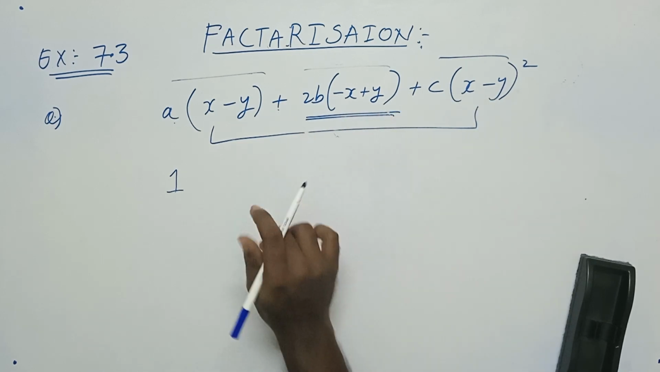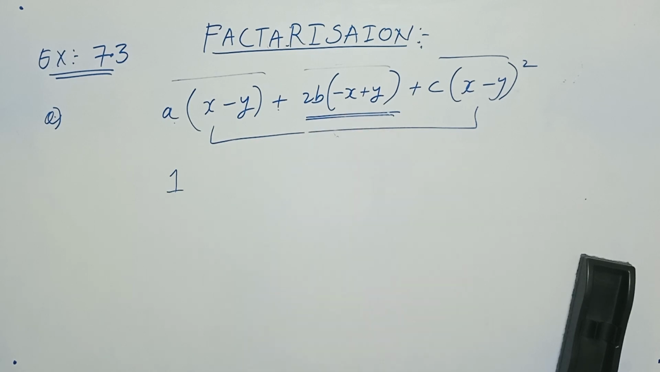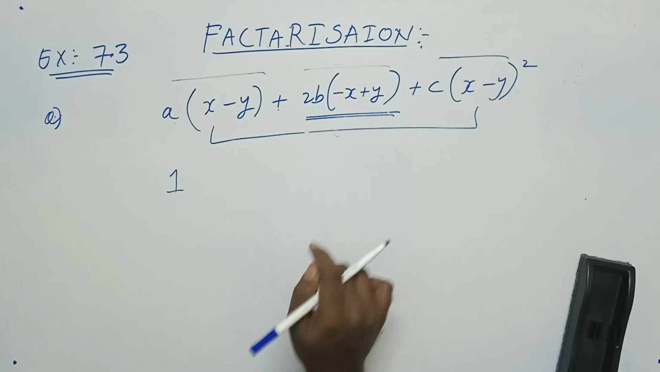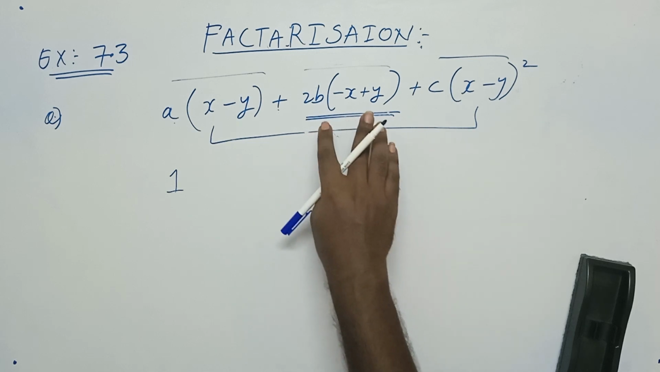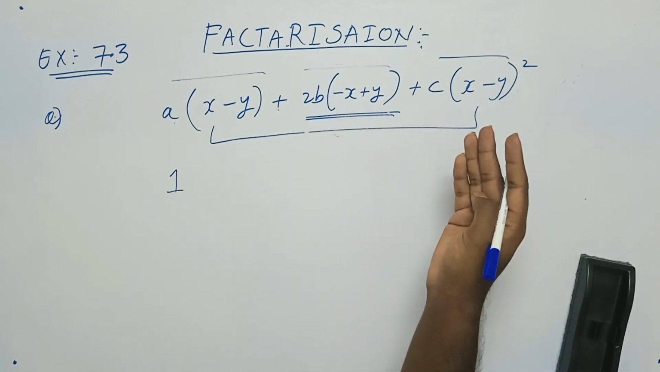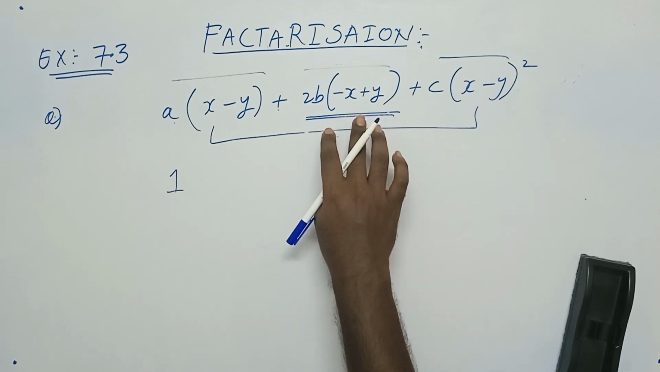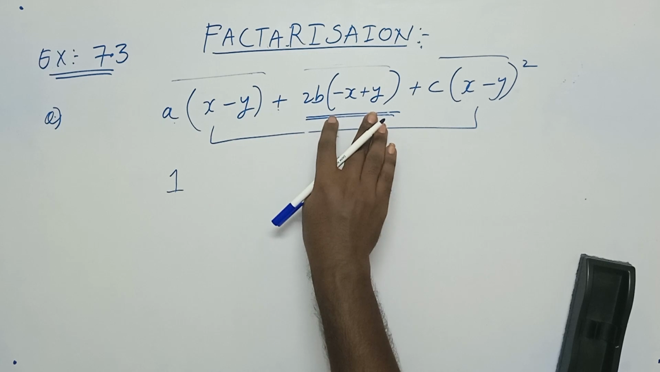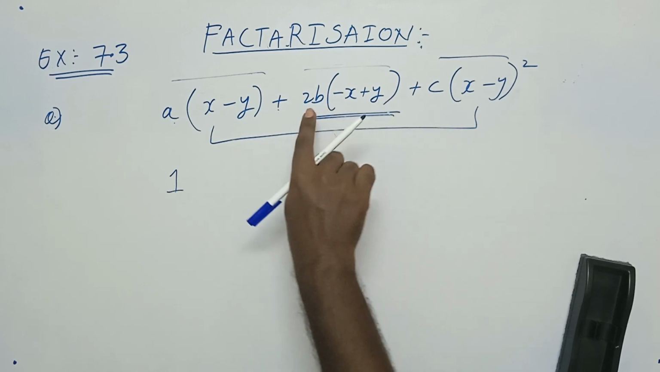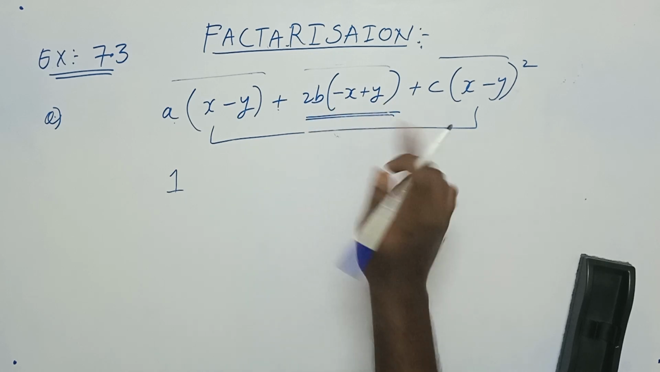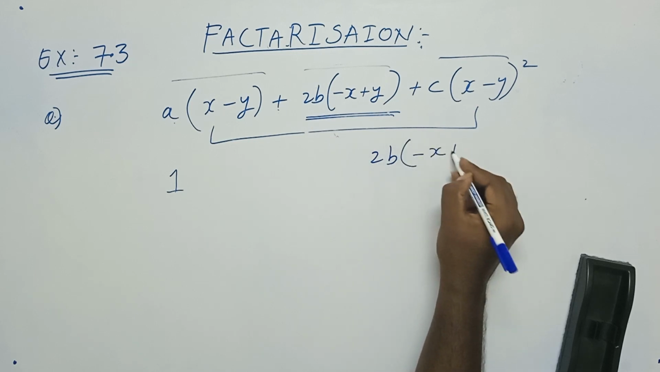So what we are going to do is amend this term. That means we are going to change this term into another format. But if we change it into another format, the value does not change. You have to remember this. If you change the signs of this term, the value doesn't change. The value will be equal to 2b(−x + y).